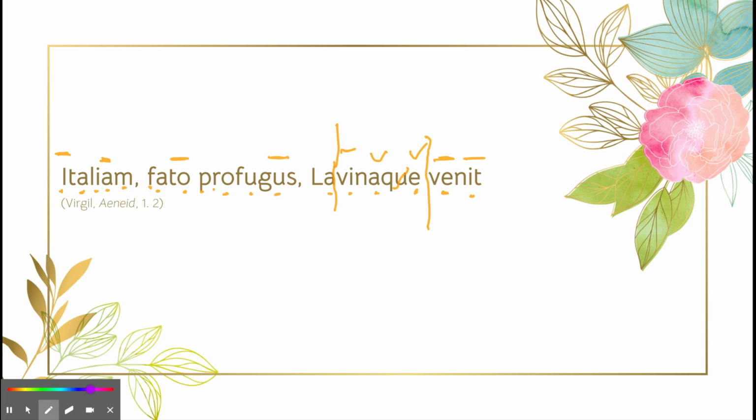Let's look at the next one. A is followed by an L and an I, so that's short. This I is followed by another vowel, so I have my first foot. Itali is my first foot. Then we have a long, not only because it's followed by two consonants, but because it's the beginning of a foot. Well, let's take a look here.